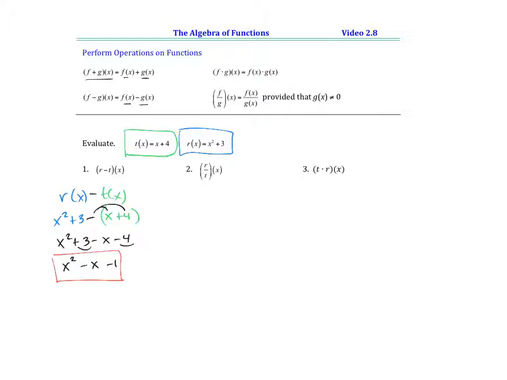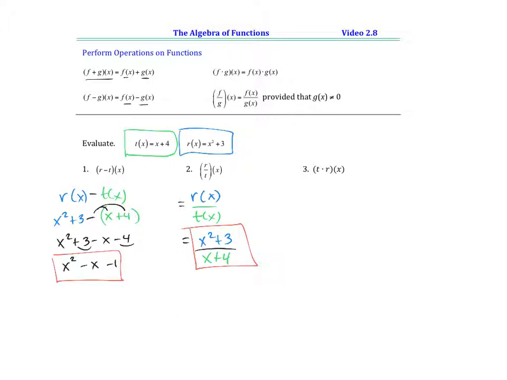All right, let's look at r divided by t of x. So we would take r of x and then divide it by t of x. Okay, so here we go. This is equal to r of x, which is x squared plus 3, and then we have t of x, which is x plus 4. And there's no simplifying I can do there, so that actually is done.